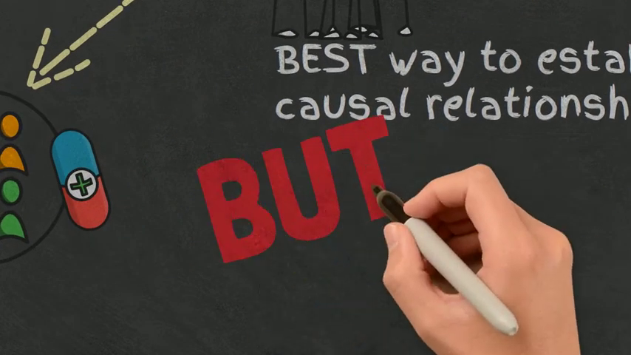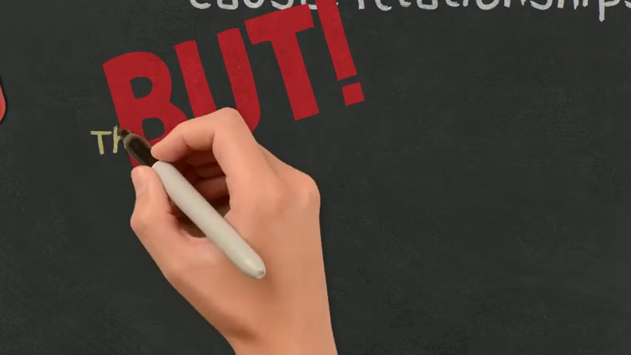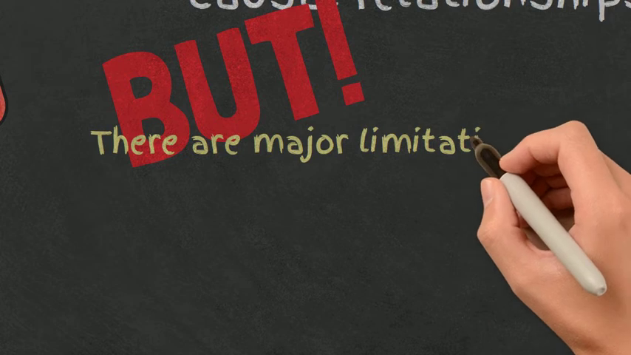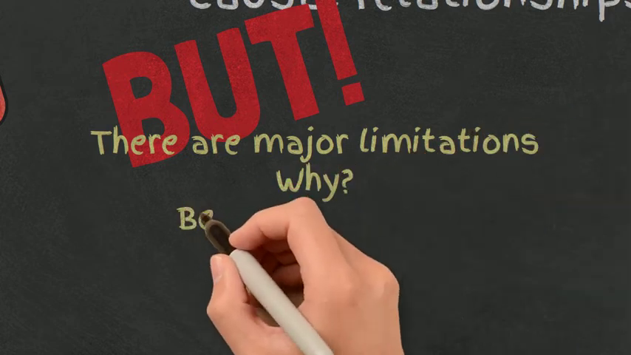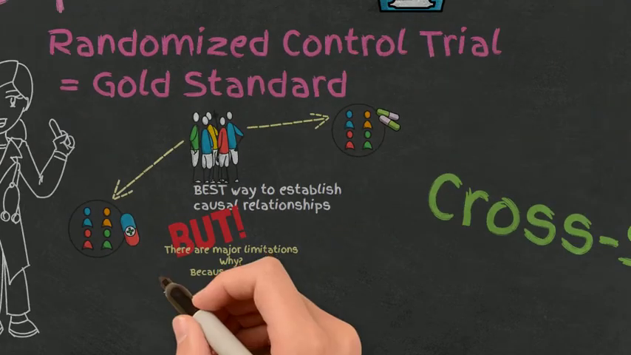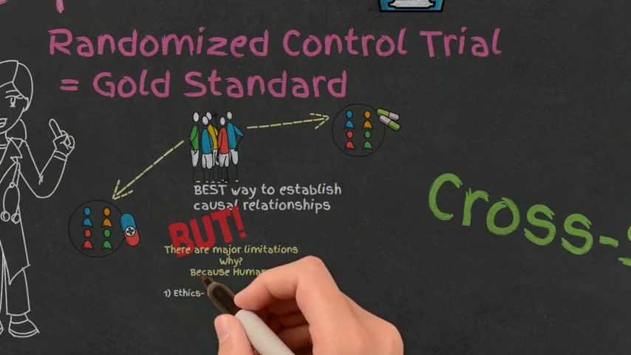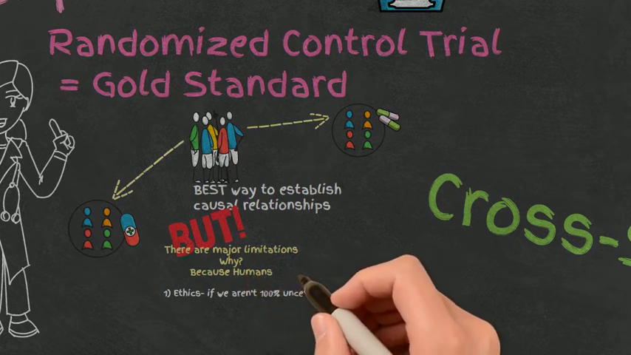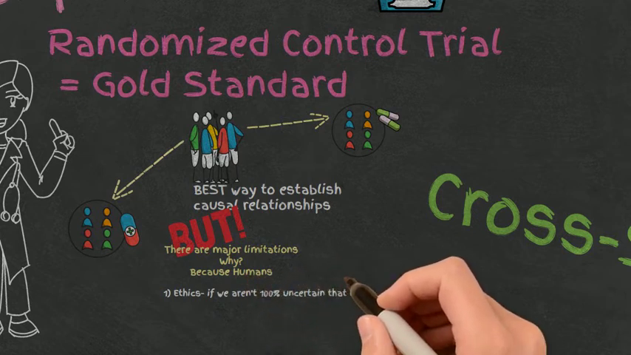We can't give one group a treatment that we're pretty sure will work and deny the other group. We learned from Tuskegee just how nasty this idea can be. We must, as researchers, be 100% certain that we have no idea if our experimental condition will work.